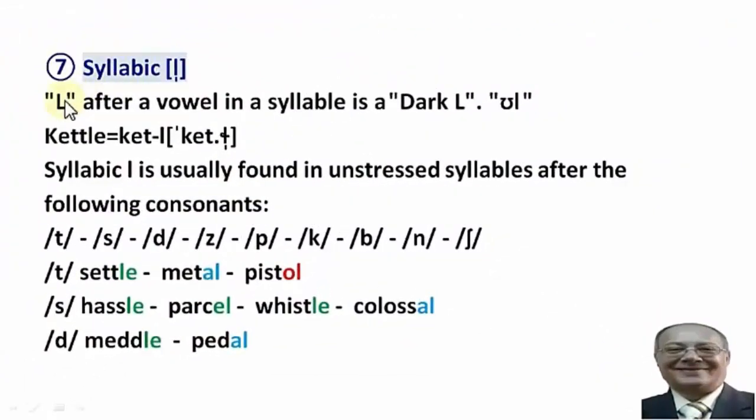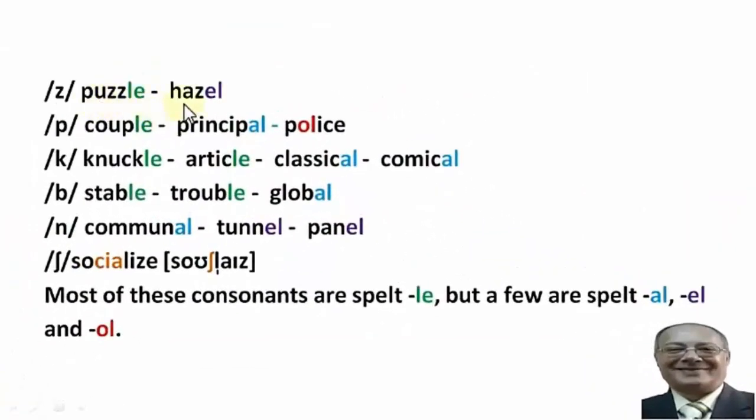Syllabic L. L after a vowel in a syllable is a dark L: all, cattle. Syllabic L is usually found in unstressed syllables after the following consonants: T, S, D, Z. Settle, metal, pedal, hassle, parcel, whistle, castle, medal, pedal, basil, hassle, couple, principal, please.